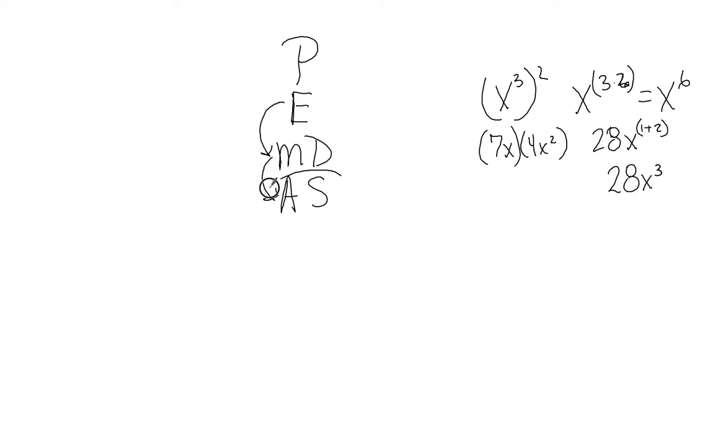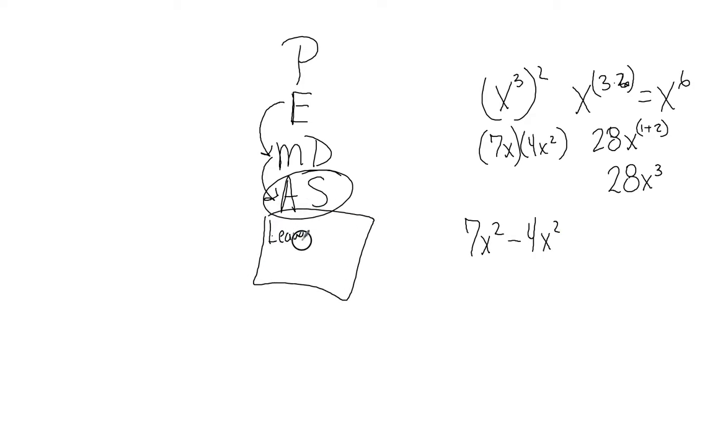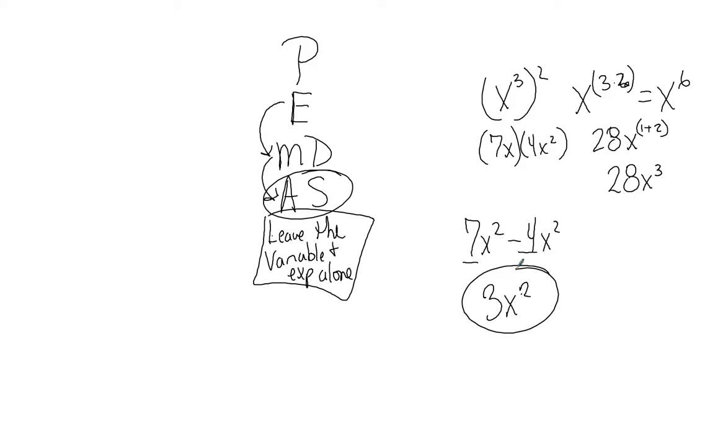And then finally, when we add or subtract, say 7x squared minus 4x squared, since they're like terms, we leave the variable and exponent alone. Don't make any changes. We just subtract the 2 coefficients. So 7 minus 4 is 3x squared. All right, good luck on your homework tonight.